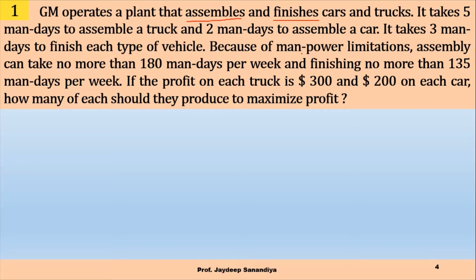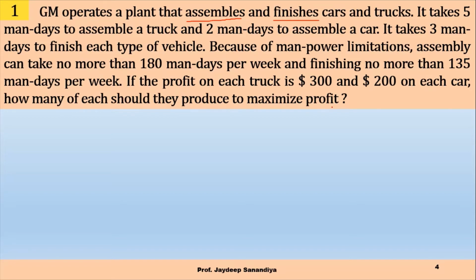Now, because of manpower limitation, assembly can take no more than 180 man-days. So this is the constraint. We have only 180 man-days available. You cannot utilize more than 180 man-days per week. In a similar way, finishing has a constraint of no more than 135 man-days. So you have only 135 man-days. You can use 135 man-days for finishing and 180 man-days for assembly. If the profit on each truck is $300 and $200 on each car, how many of each should they produce to maximize the profit?